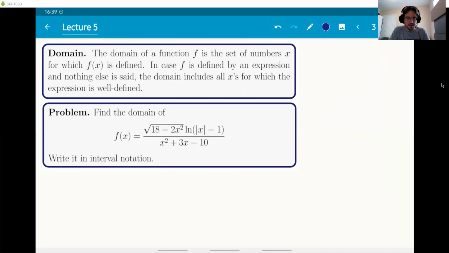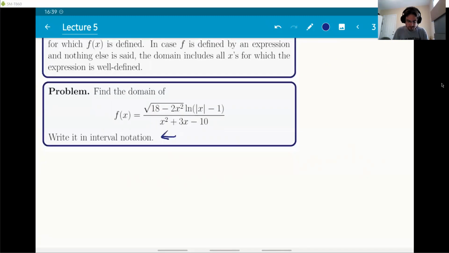Now, if you look at this problem, it's kind of a long problem. You're not likely to find this on the exam, but I'm putting it here in this example because it covers a lot of things that might show up in this exam or in future assignments. So I'm giving you a function that has many potential problems, and we want to find its domain. And also write it in interval notation.